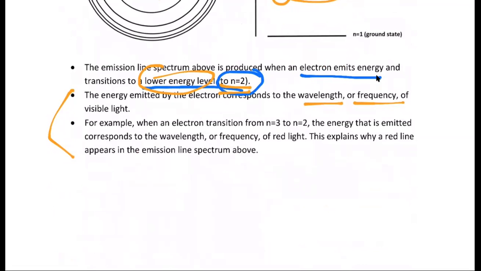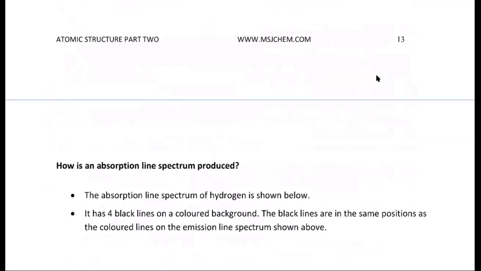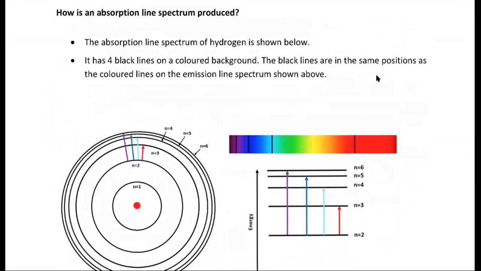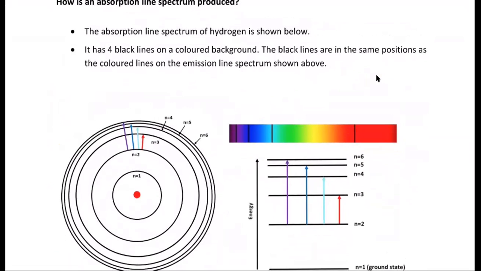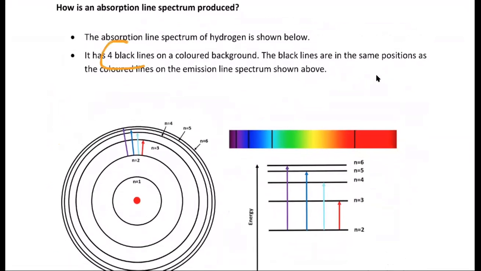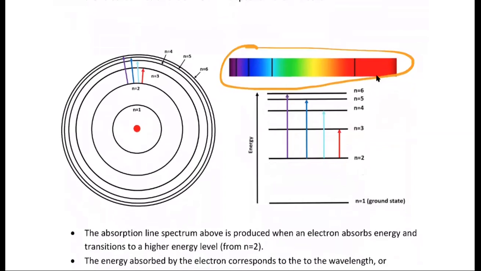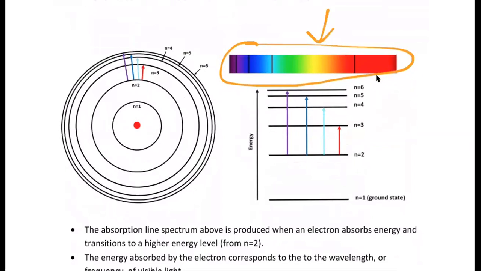If we look at the absorption line spectrum, the only difference is that it has the 4 black lines on a colored background. So it looks really similar. The only thing is it's missing those 4 lines because this is showing what is being absorbed. And so the key difference here is the absorption line spectrum has the 4 black lines on a colored background instead of 4 colored lines on a black background.